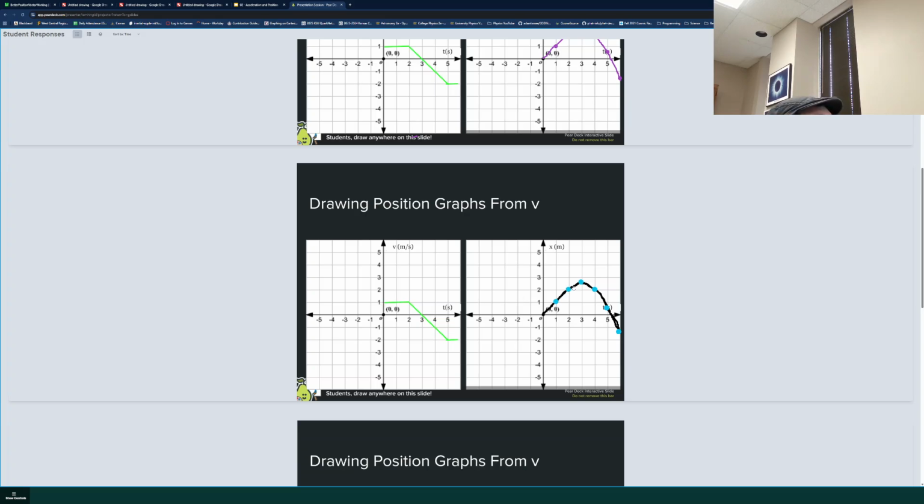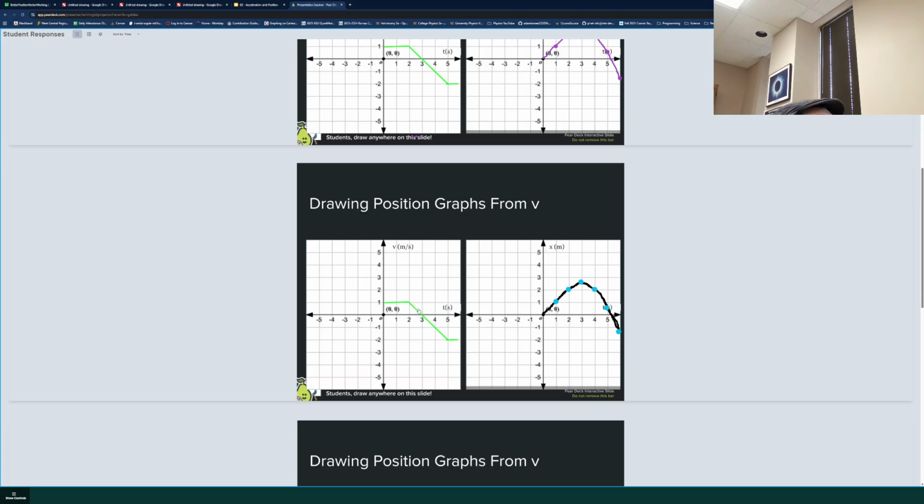And then between 2 and 3 seconds, we should curve downward because we've got a positive velocity that's going to 0. Where does 0 velocity correspond to on this graph? At 3, right? So this is when we're changing direction, right?